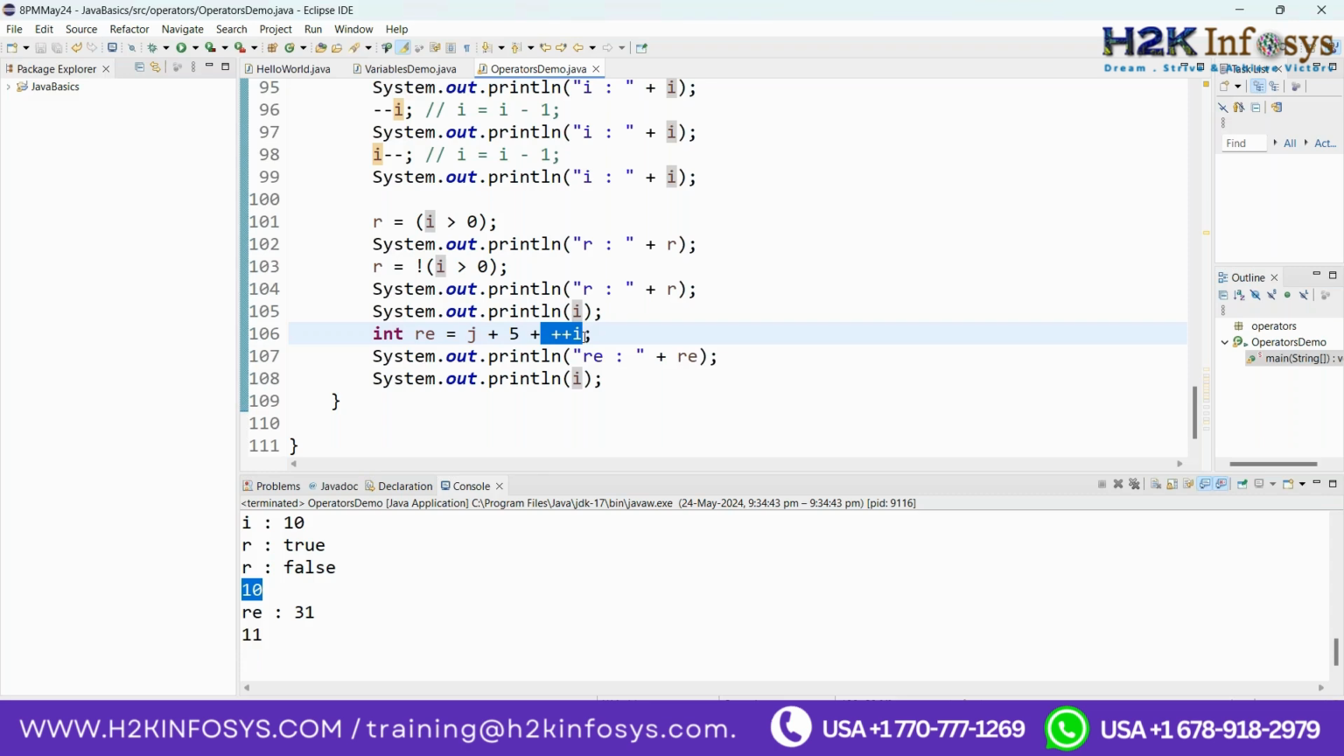In case of prefix, what happens is your I value will be incremented first, then the rest of the expression will be evaluated. Because unary operator plus plus has higher precedence than your normal addition. So that is the reason here first increment happened. So I became 11 and it is added with this. So it is 31, and I became 11 after this statement. So even I value will be 11.